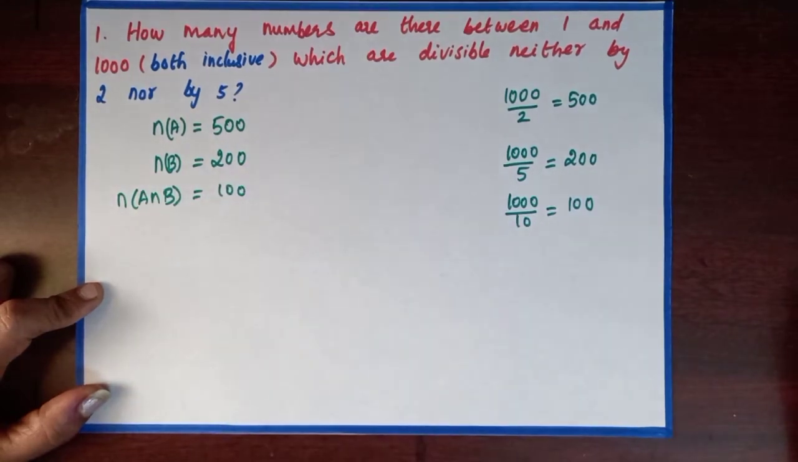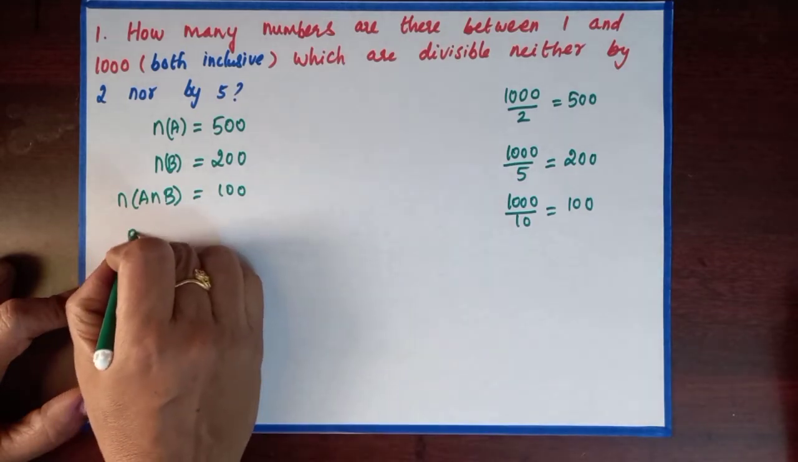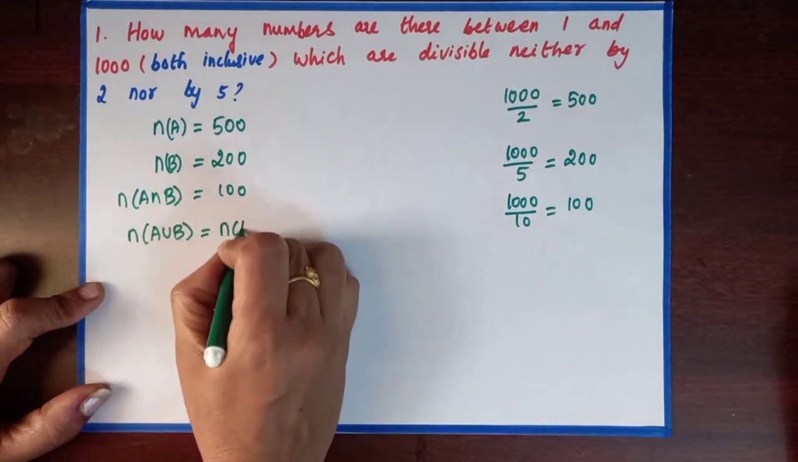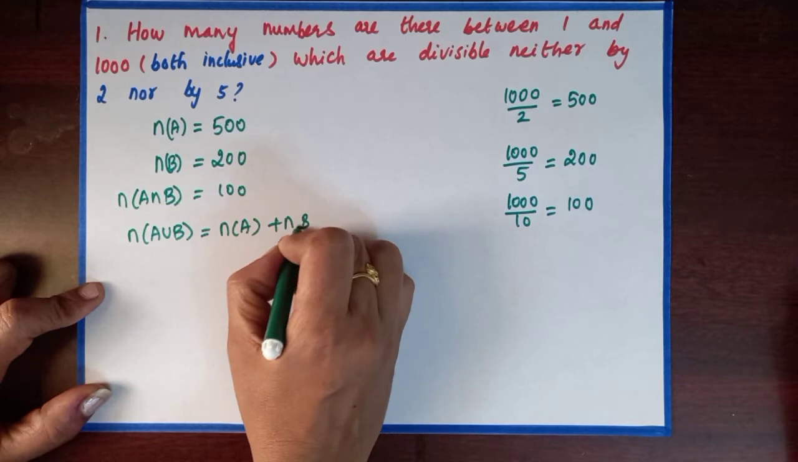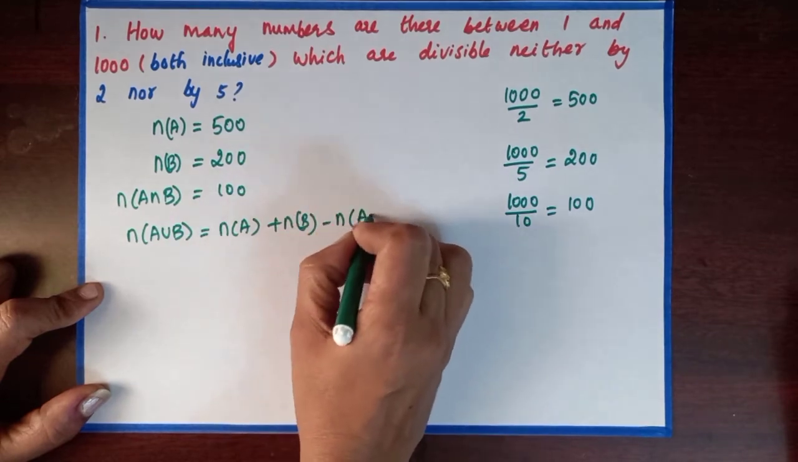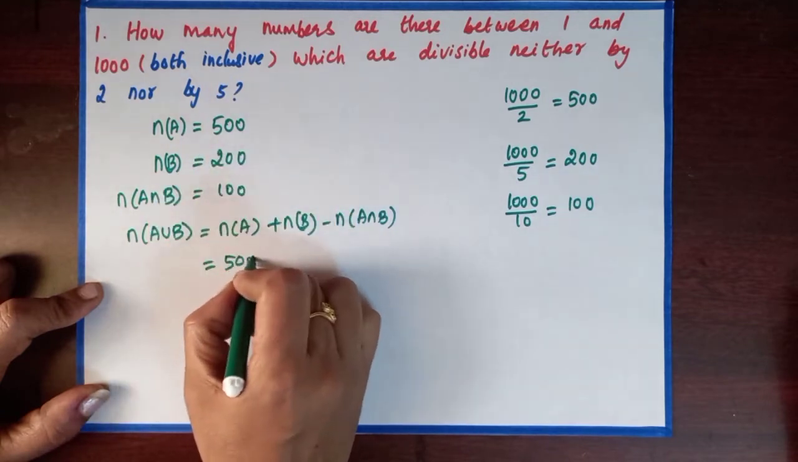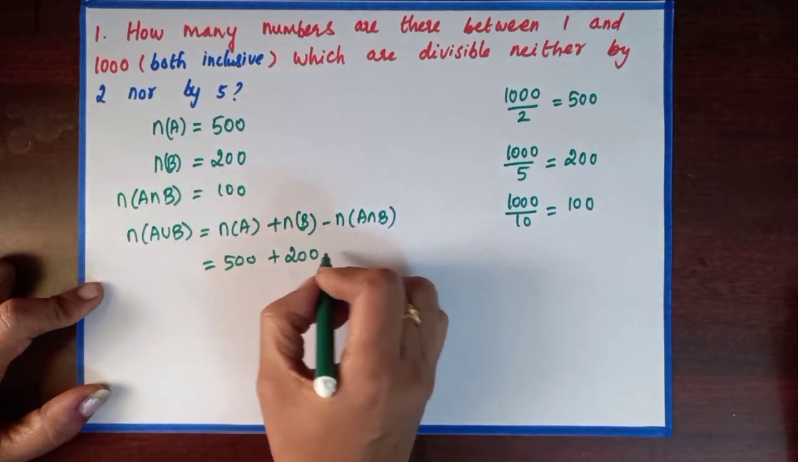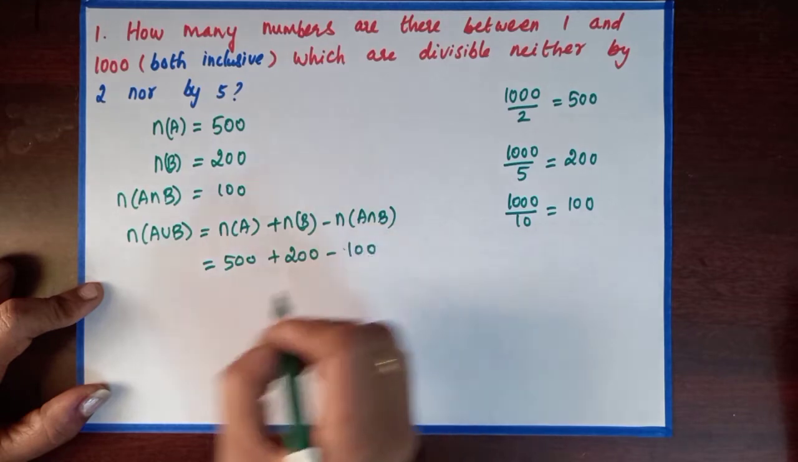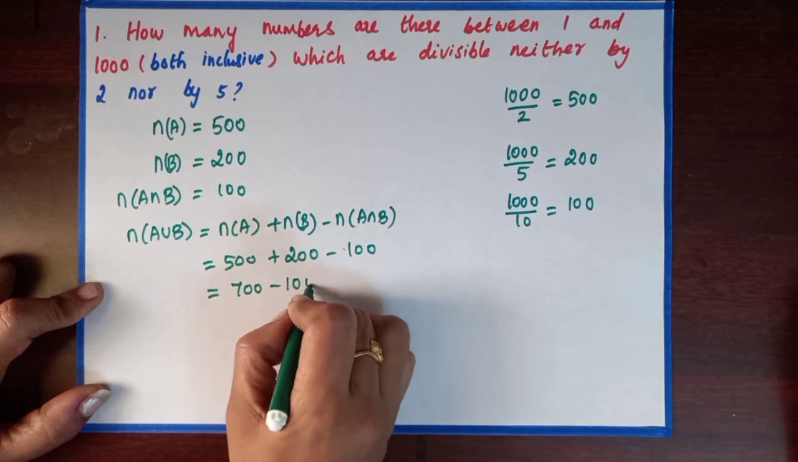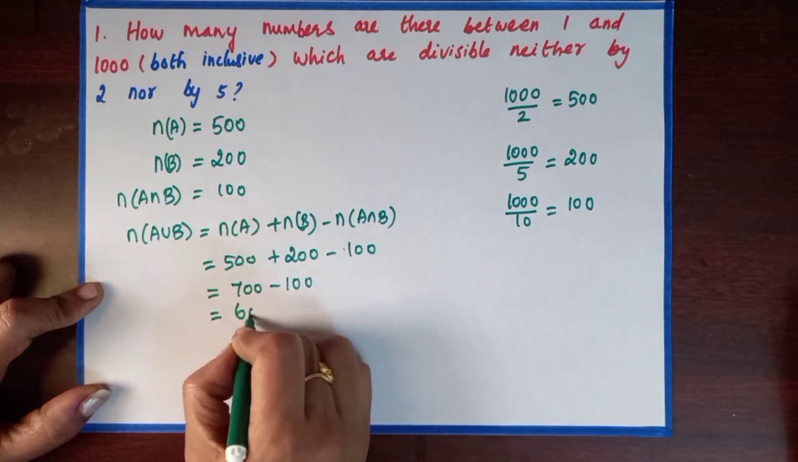Now I am going to find number of numbers divisible by 2 or 5 by using the formula n of a union b equal to n of a plus n of b minus n of a intersection b. N of a is 500, n of b is 200, n of a intersection b is 100. 500 plus 200 is 700 minus 100, which is equal to 600.